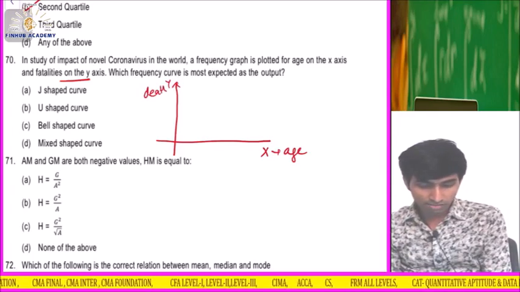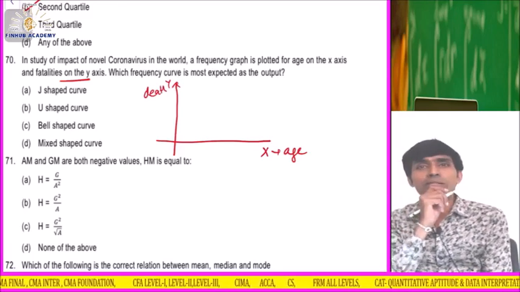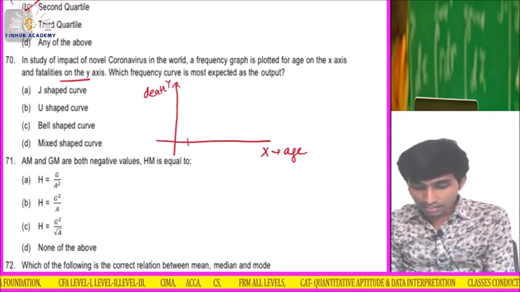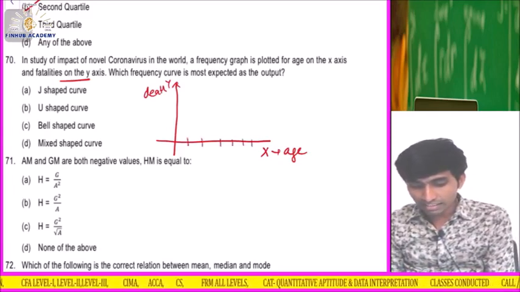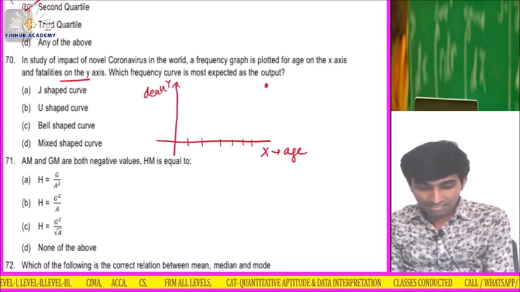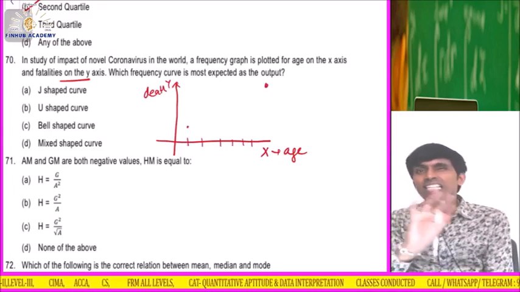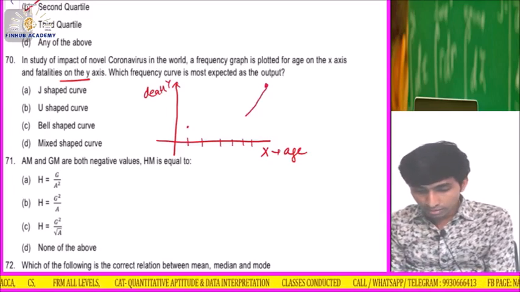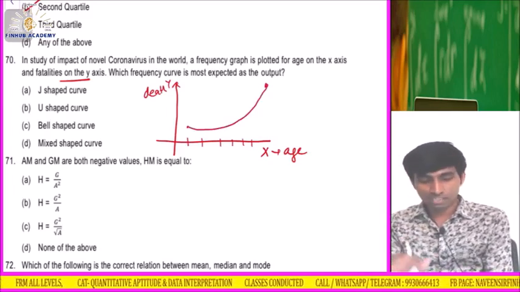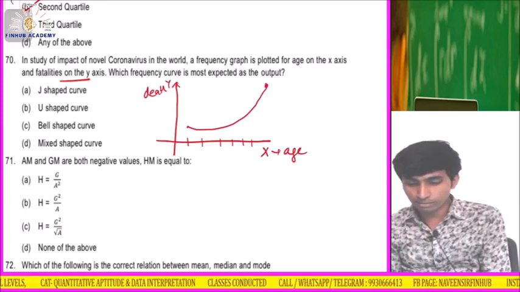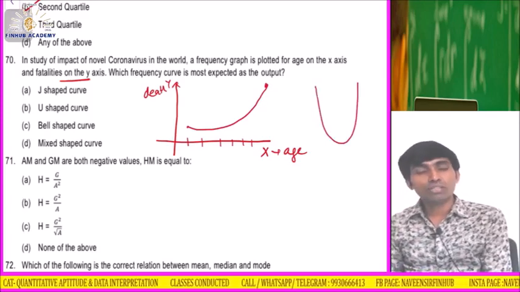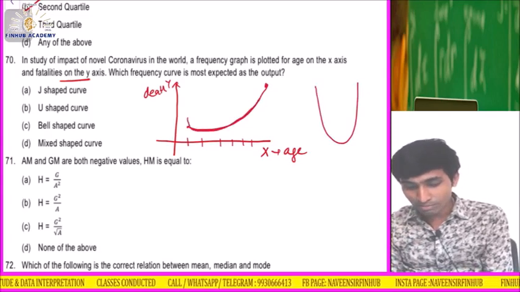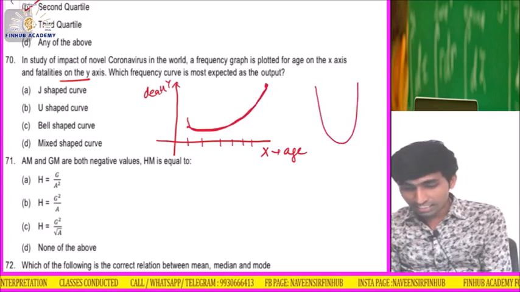No, a mixed bell curve will not be there. If you remember, generally what happened was that as the age increased, the death was more. As the age was less, the younger ones did not die. The kids were not affected. So this type of curve it is. It can't be U-shaped. You will have to remember this as the answer. So this is a J-shaped curve, because fatalities are more here.